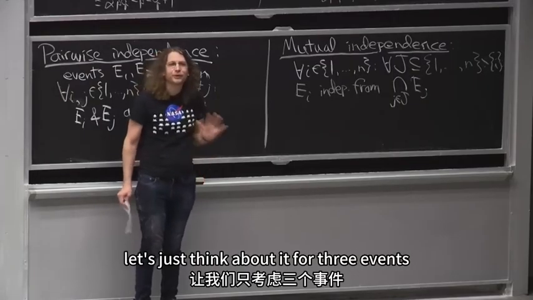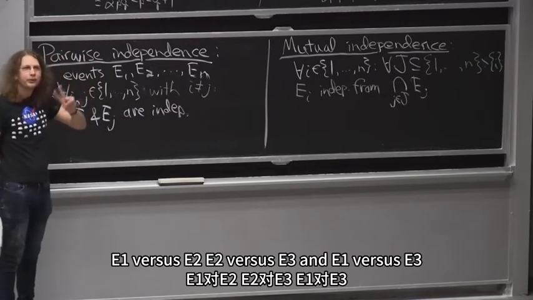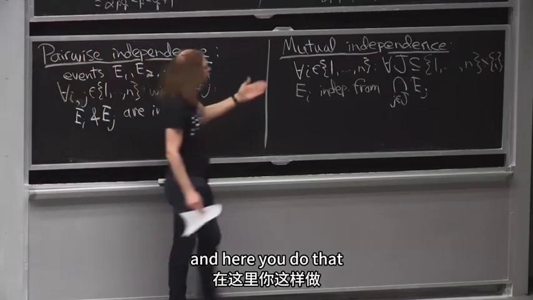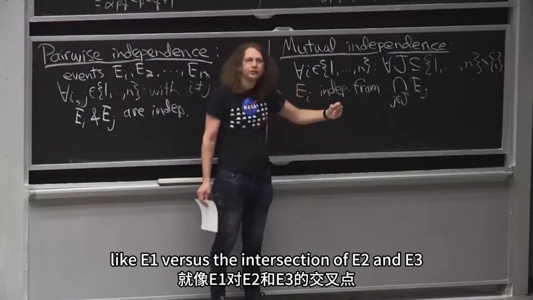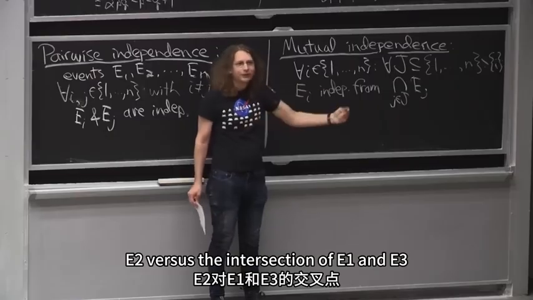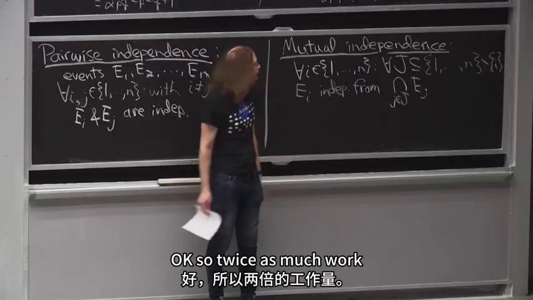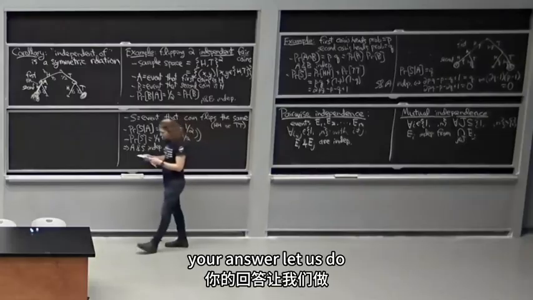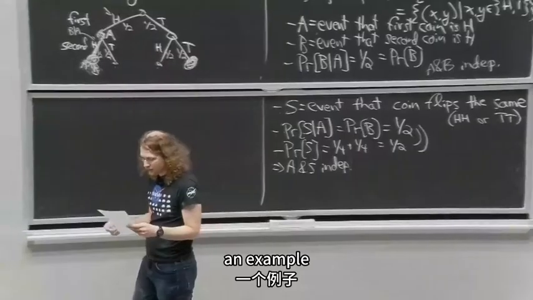Let's just think about it for 3 events for a little bit. On the one hand, we have pairwise independence, where you just compare E1 versus E2, E2 versus E3, and E1 versus E3. And here, you do that, but then you also compare E1 versus the intersection of E2 and E3, and you compare E2 versus the intersection of E1 and E3, and you compare E3 with the intersection of E1 and E2. So twice as much work. You check this independence definition, and you get your answer. Let us do an example.